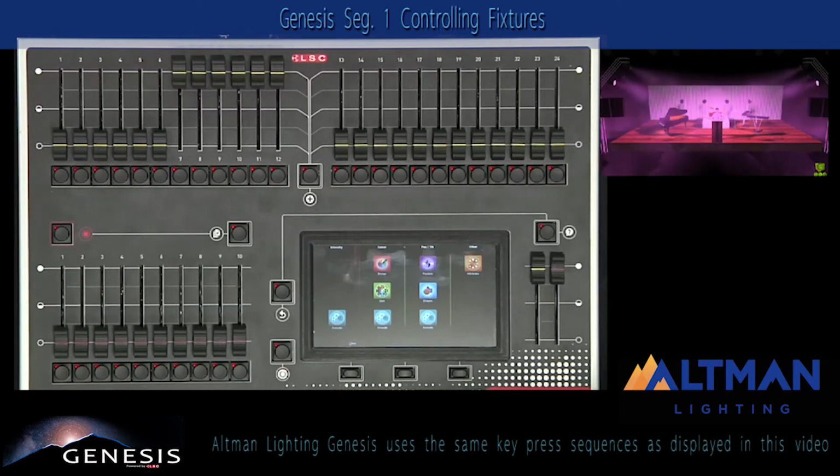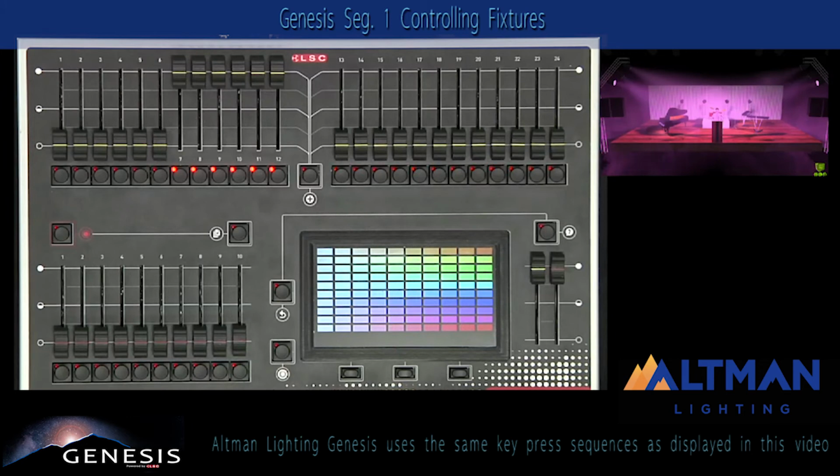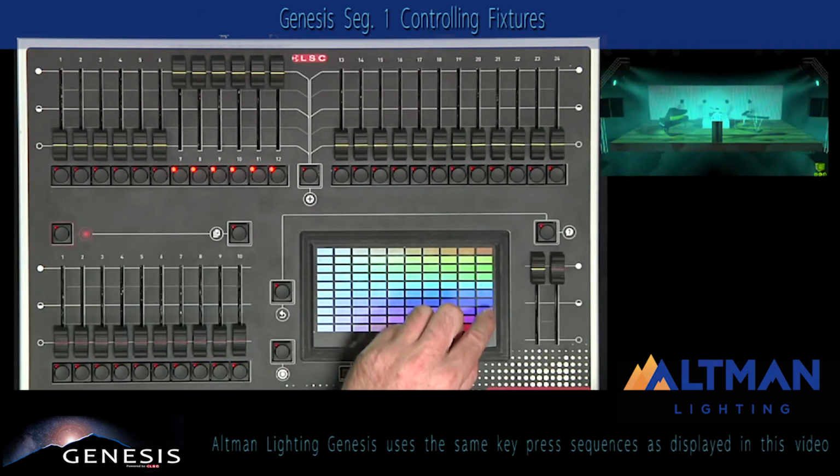There are other ways to select colours, such as with the Gel app, where we simply tap on the Gels button and we can select from a range of pre-made colours.